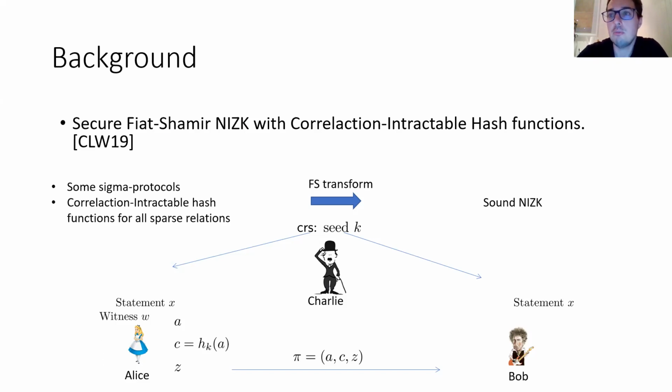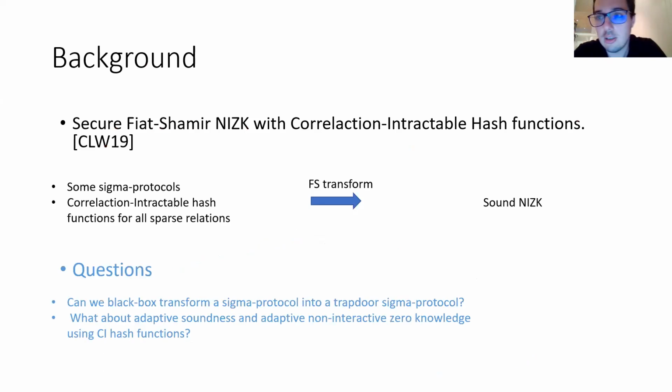Due to a famous impossibility result, the Fiat-Shamir transform is unconditionally secure only in the random oracle model. However, Canetti, Lombardi, and Wichs recently proved that if we start from a family of cryptographic hash functions called correlation intractable hash functions, and if the starting Sigma protocol is a trapdoor Sigma protocol, then the Fiat-Shamir transform is secure in the standard model. However, this left us with two important open questions.